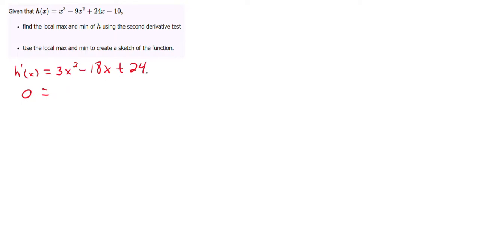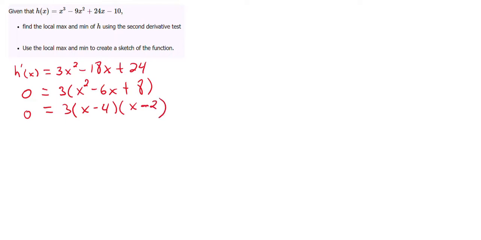I see that 3 is common to all of these, so I'm going to factor a 3 out. So we have 3, and then we're left with x squared minus 6x plus 8. All right, so from there, we'll just factor it again. So now we have 3 times x minus 4 and x minus 2. Okay, so from there, we can see our solutions for x are x is equal to 4 and x is equal to 2.